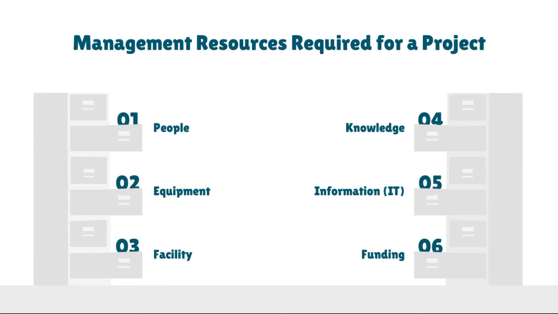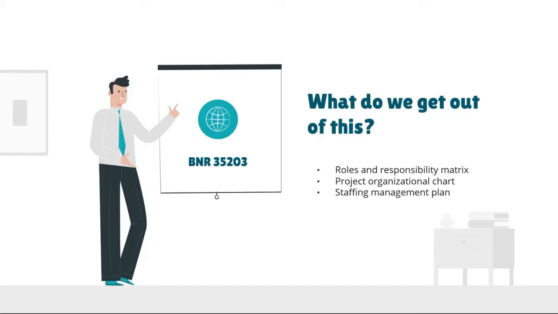People resources are a very important element of any project and not easy to manage. Thus, people need some additional ways of dealing when it comes to resource management. They can be made more productive by following some key management principles. What do we get out of this? Resource management has to include a roles and responsibility matrix, a project organizational chart, and a staffing management plan.